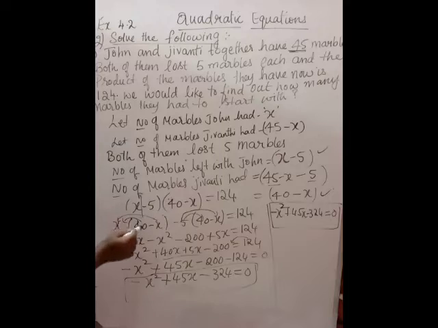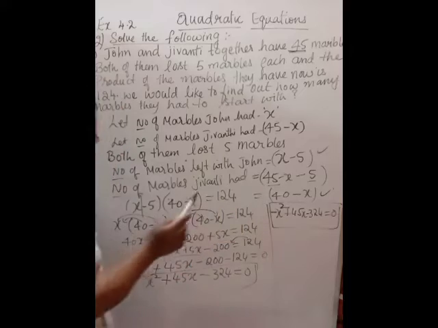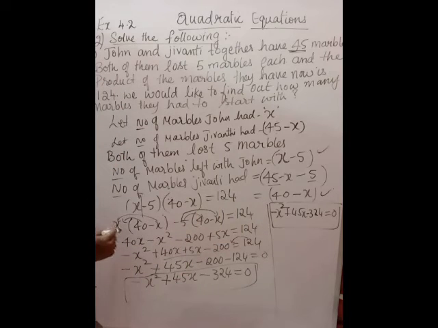Okay. First term, split it: X and minus 5. Along with X, also write 40 minus X. Along with this term also write 40 minus X, and this is equal to 124. Okay, multiply. X into 40 is 40X. Minus X into X is minus X square. Minus 5 into 40 is minus 200. Minus 5 into minus X is plus 5X.